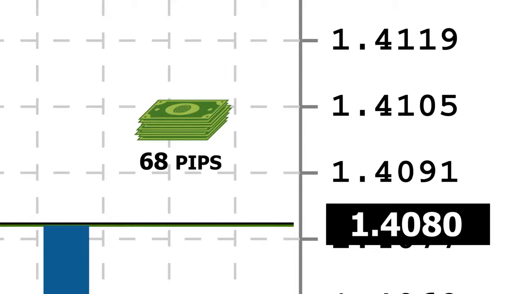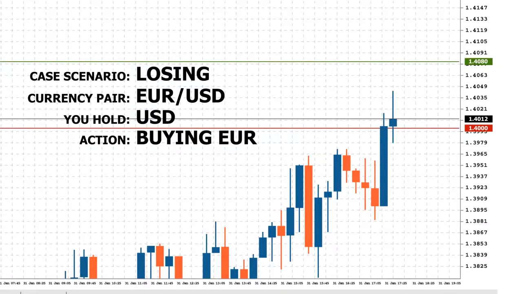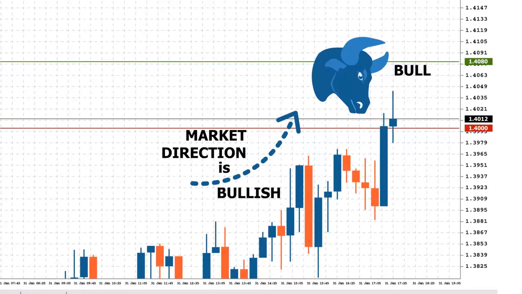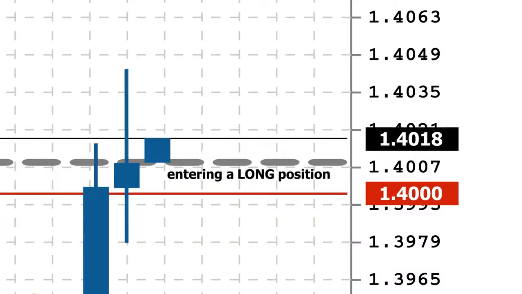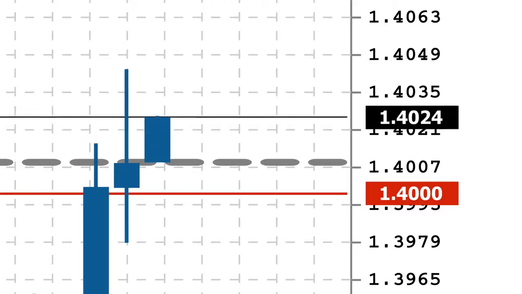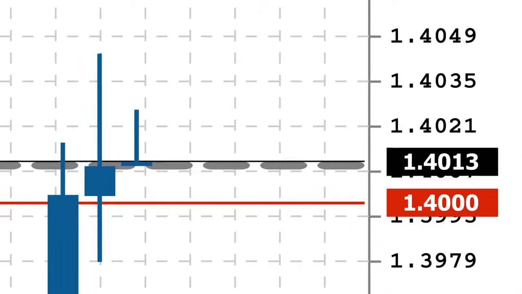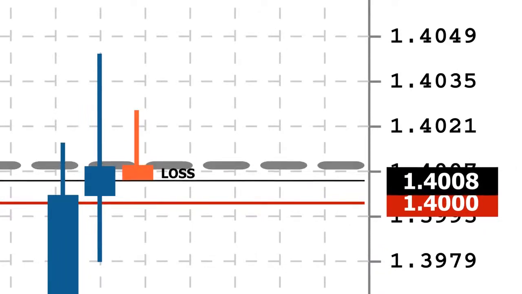Congratulations! But what happens if you lose? Let's visit another scenario where we experience a losing trade. The price is 1.4012 and you are a bull because you think it will continue going up. So you enter a position. Because you buy, you have opened a long position. Okay, the candle goes up to 1.4025, but oh no! The price is going down. The price has reached 1.4009 and you are now making a loss.